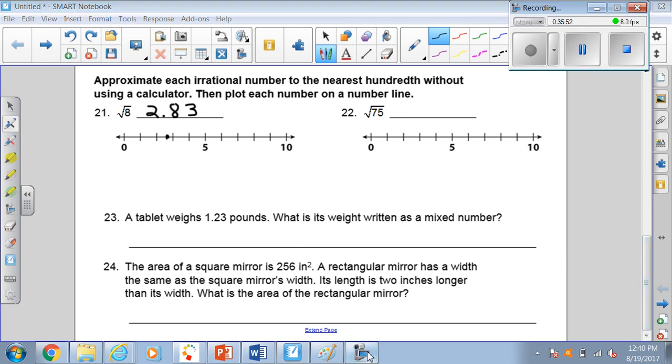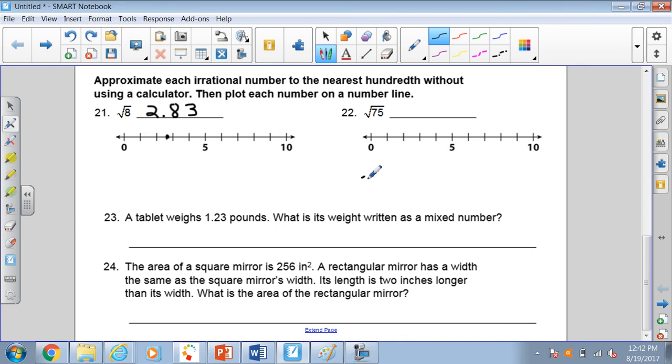All right, we are at the point of number 23. A tablet weighs 1.3 pounds. What is the weight written as a mixed number? A mixed number. Now, a mixed number we remember is, let's just use an example, like 3 and 1/2. That would be a mixed number, right? Because I have an integer, a whole number, and then I have a fraction with it. Okay, so we're looking for a mixed number that will represent 1.23.